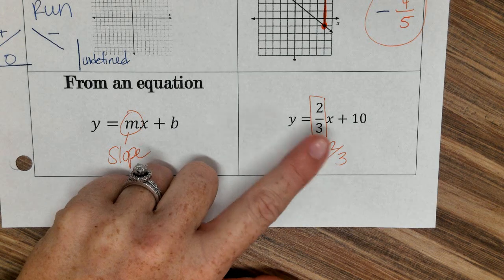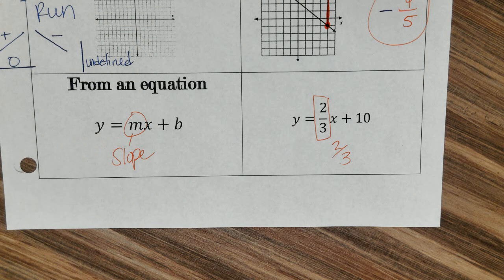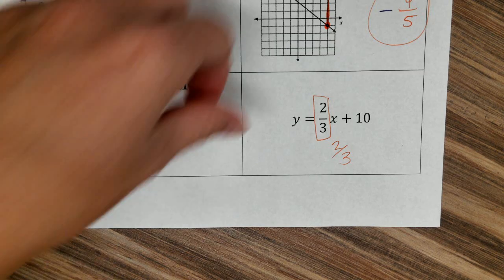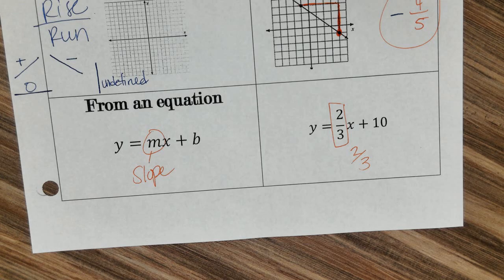Did everybody hear me? That's going to be on your assignment today. It's going to give you an equation and say what's the slope. You don't need a calculator. You don't need to do rise over run. You just look at it. The number in that spot is the slope. Any questions at all? Is this review from last week? This should be easy, okay?